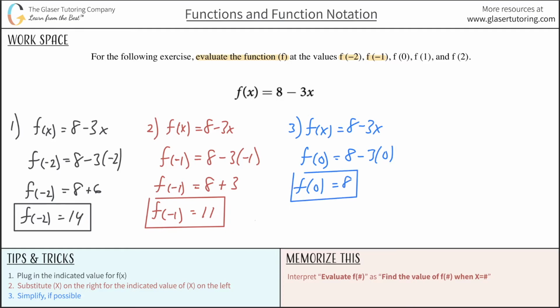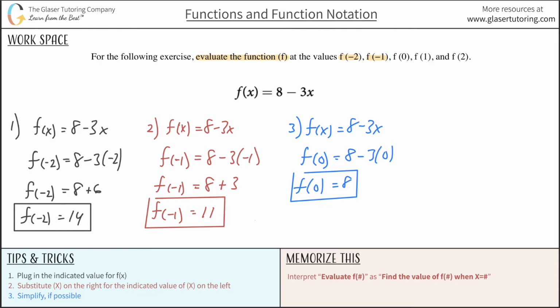Might we be able to detect a pattern now? Well, we went from 14 to 11 to 8. Each time I kept subtracting 3. Why? Because if you look at the original function, each time I make x larger by 1 unit, I am subtracting 3 from it. So that's basically what's happening.